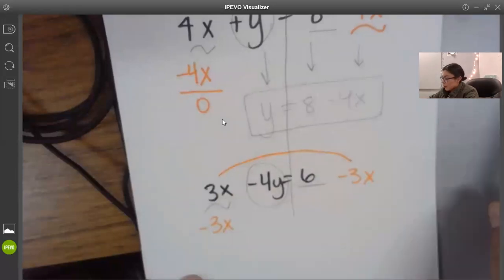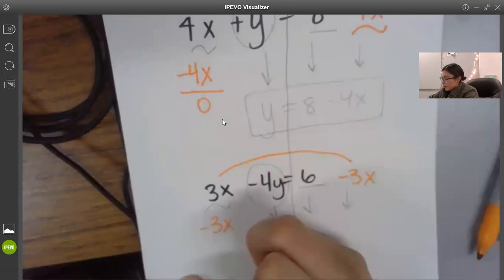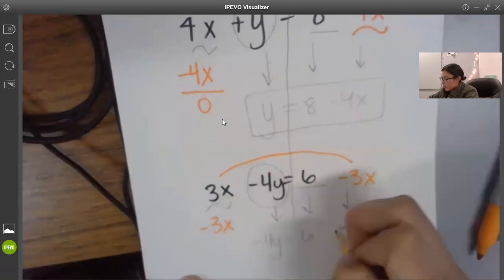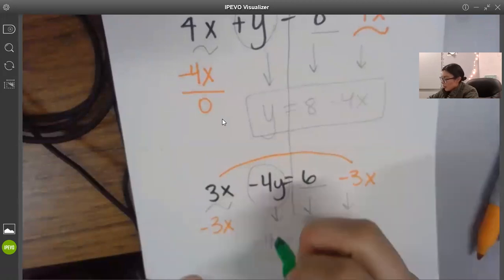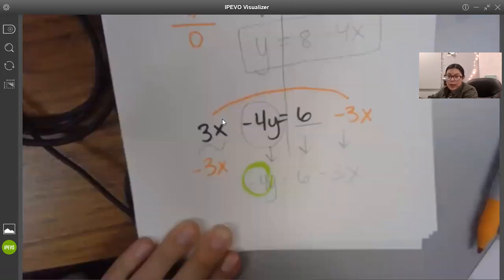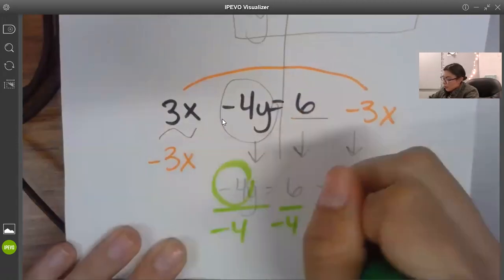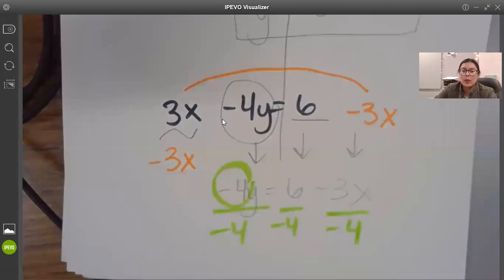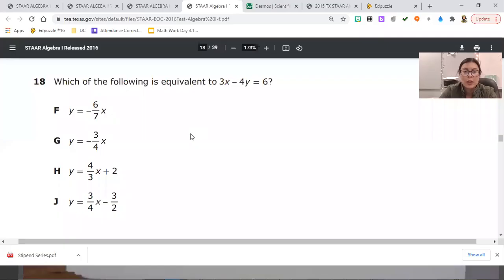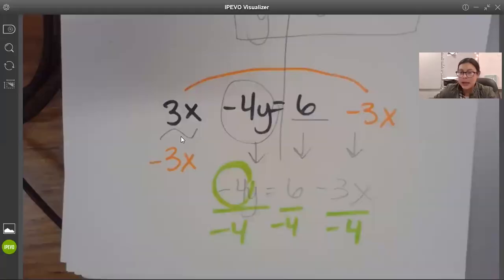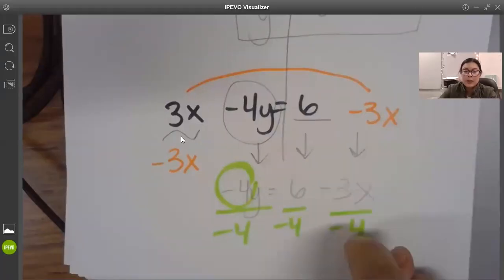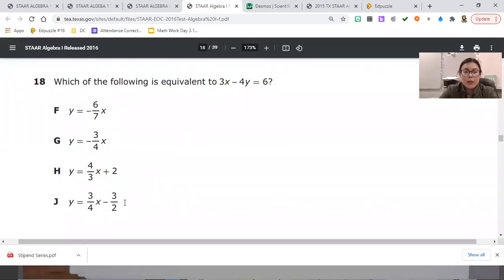Bring everything down. Okay, what's in front of the y? A -4. That means we have to divide everything by -4. Okay, and so we can see which one is our answer. A negative divided by a negative is positive. So it's going to be positive 3/4x. -3/2 is what happens when you simplify those two. So now I would like for you to try one.